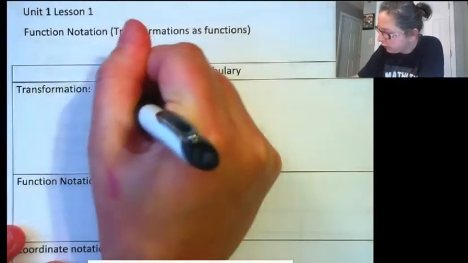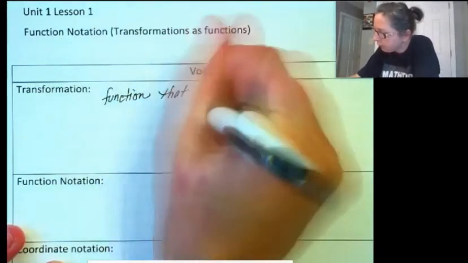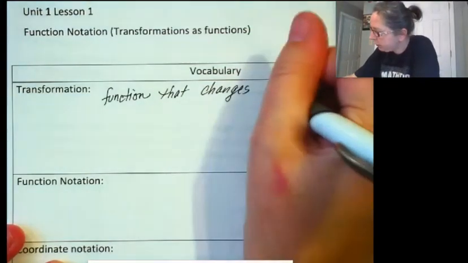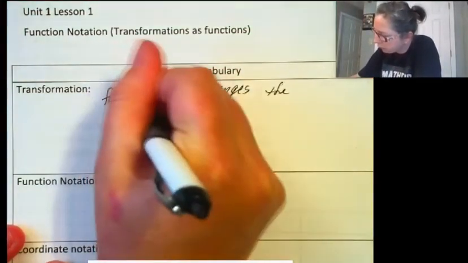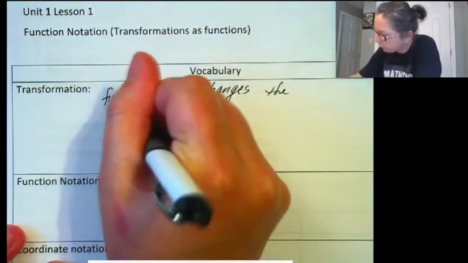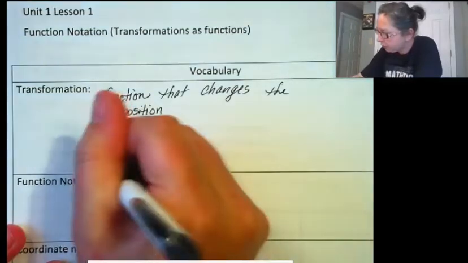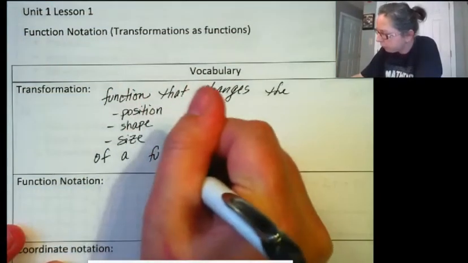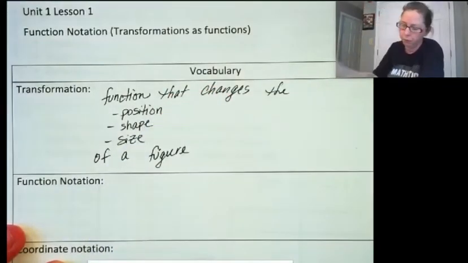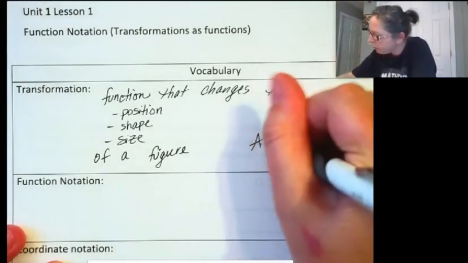So it is a function that changes the position, shape, and/or size of a figure. F-I-G-U-R-E, figure. Okay. We also call this, AKA, mapping.